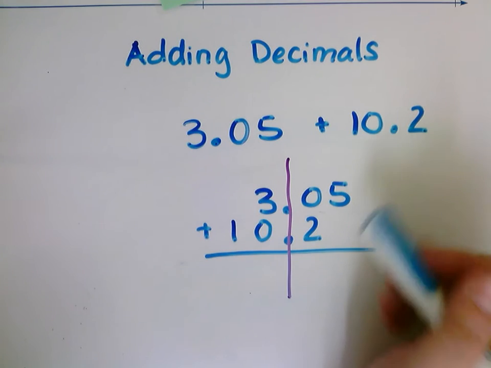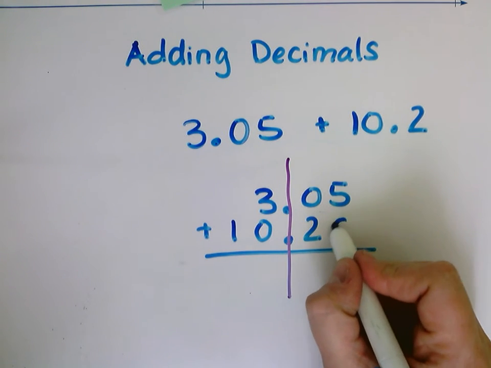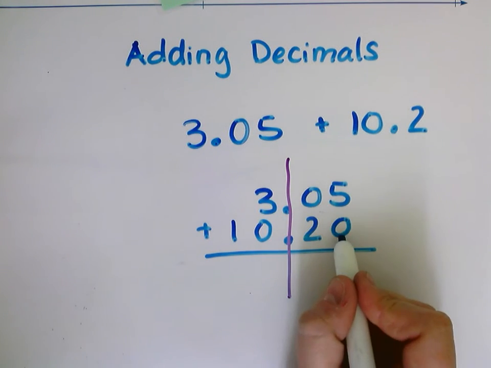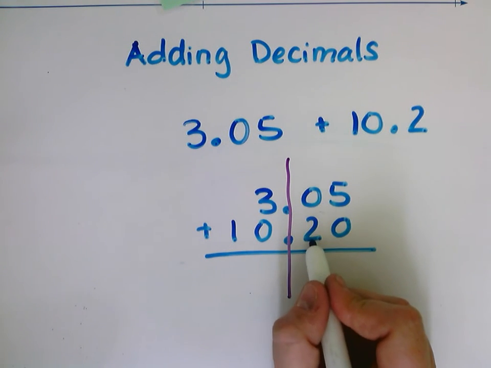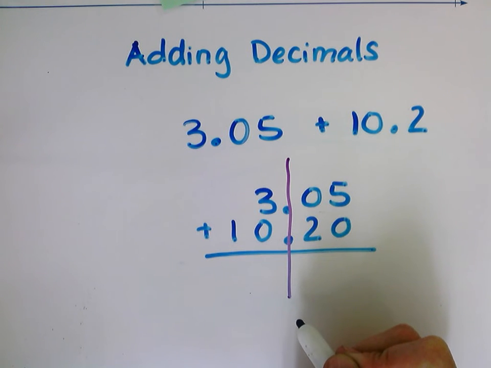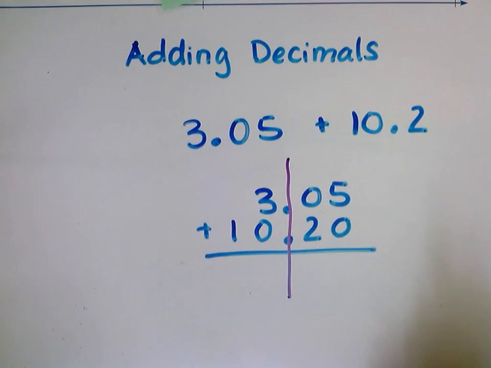Okay? If it helps, when there's an empty spot, we can always add a 0 because 20 hundredths is equivalent to 2/10. So we can keep that. We can put that 0 in there to hold our spot so we don't get confused.